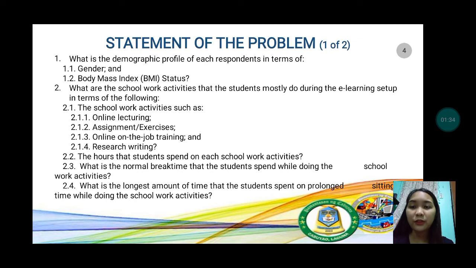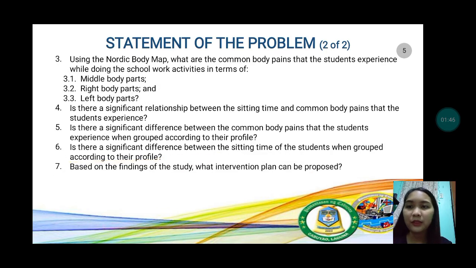What is the normal break time that the students spend while doing the schoolwork activities? What is the longest amount of time that the students spend on prolonged sitting while doing the schoolwork activities? Next, using the Nordic body map, what are the common body pains that the students experience while doing their schoolwork activities in terms of middle body parts, right body parts, and left body parts?